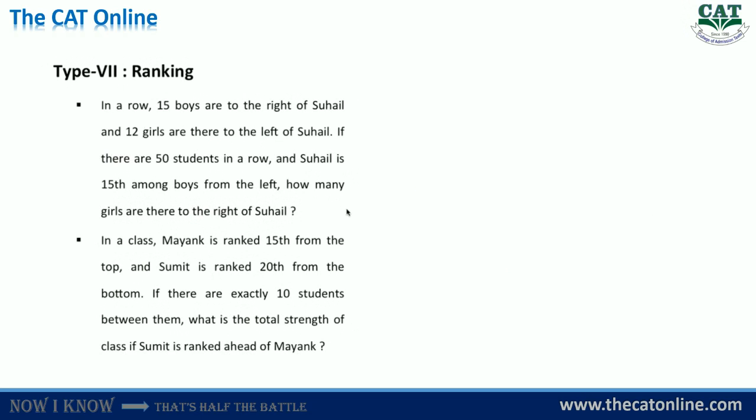Next is a ranking. This is a very easy, short, but tricky question. It involves counting. Make sure you understand all the possible cases. You draw all the possible cases while answering the question. So the first question is, there are 15 boys to the right of Suhail and 12 girls to the left of Suhail. So Suhail would be a starting point.